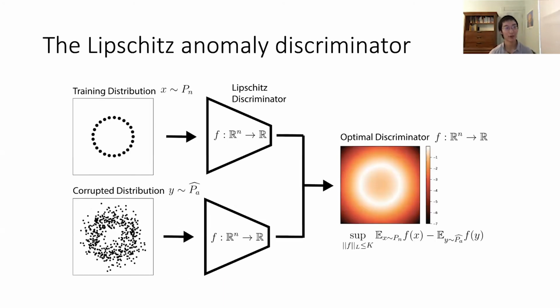This is exactly how our Lipschitz anomaly discriminator works. We have a training distribution Pn, and a corrupted distribution Pa hat, which is supposed to mimic the real anomaly distribution Pa as closely as possible. And then we calculate the optimal discriminator using F, parameterized by a neural network, that maximizes its value on the training distribution Pn and minimizes it on the corrupted distribution Pa hat.